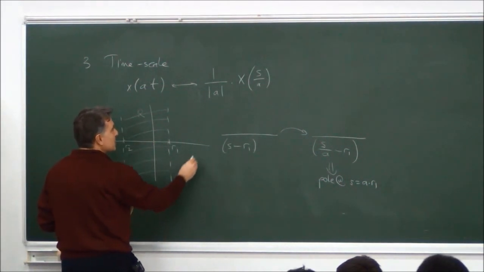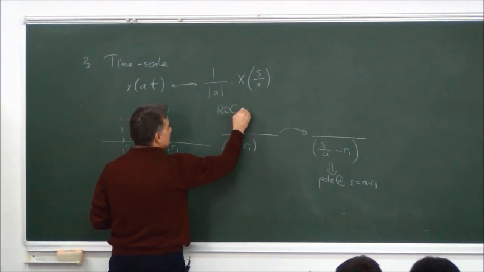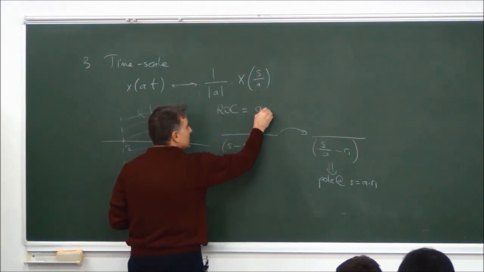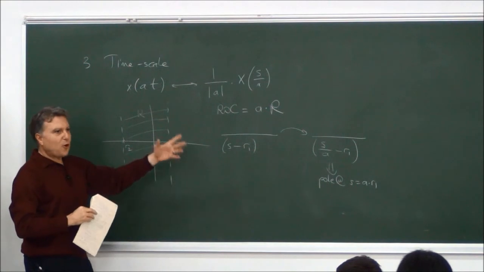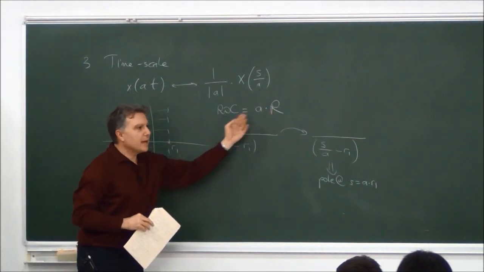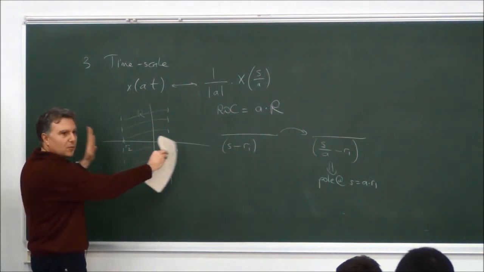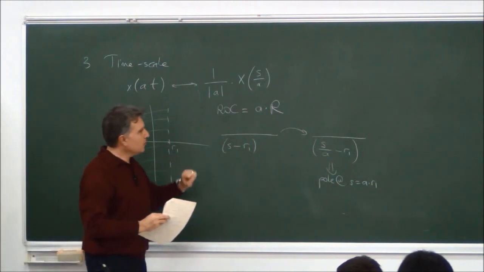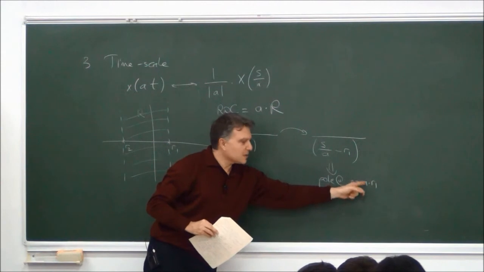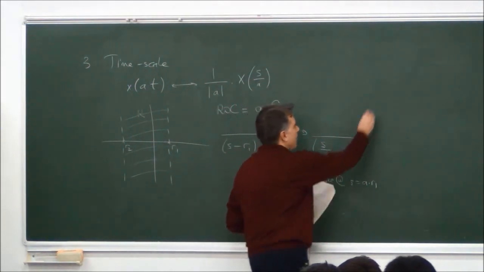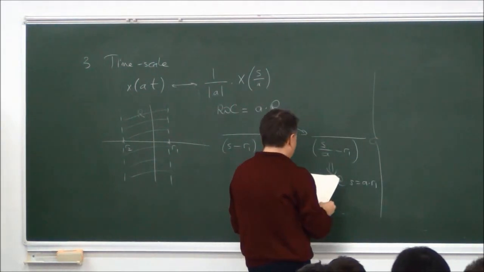And the way to represent the new region of convergence is like this. They call it simply A times R. They multiply the region of convergence R by A. It may be larger or smaller. Okay, that's just the notation. But what I mean is this: the poles are at A times the old poles. All right.